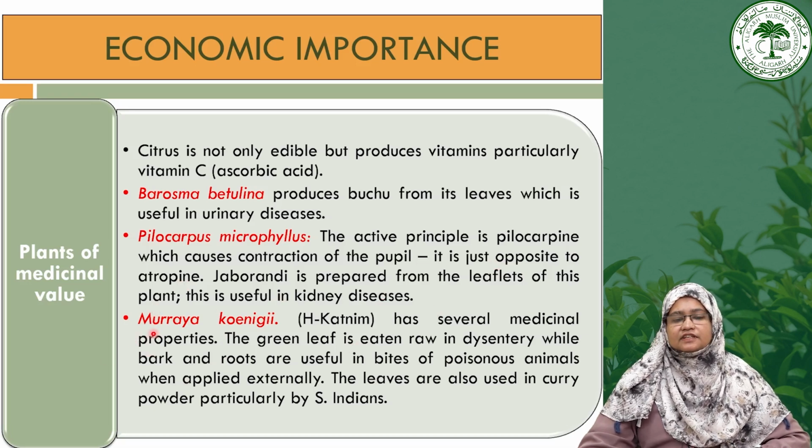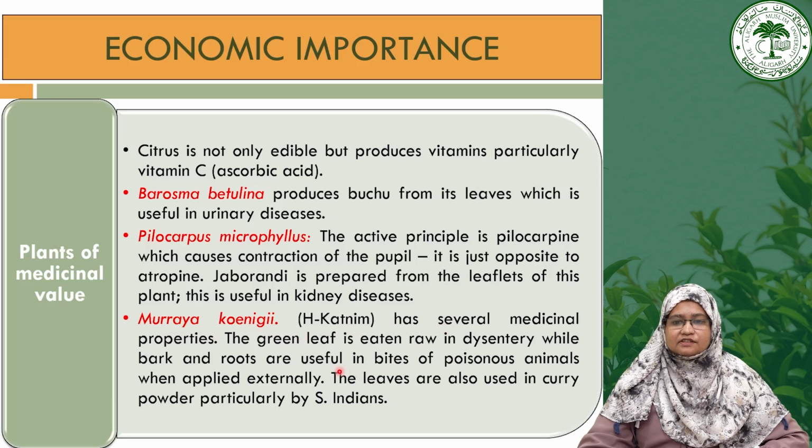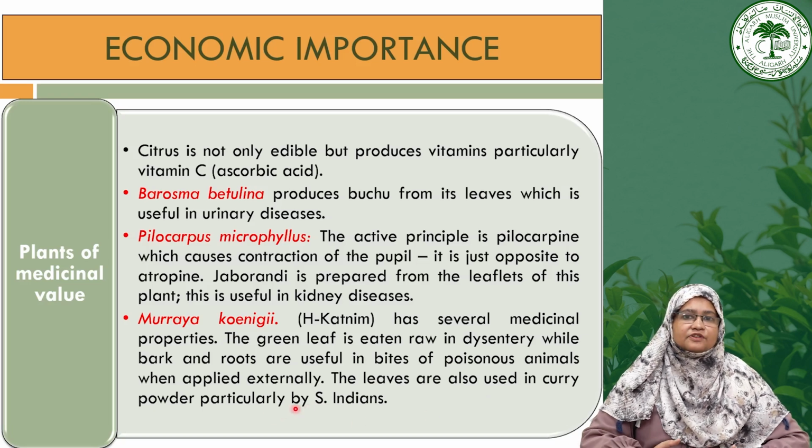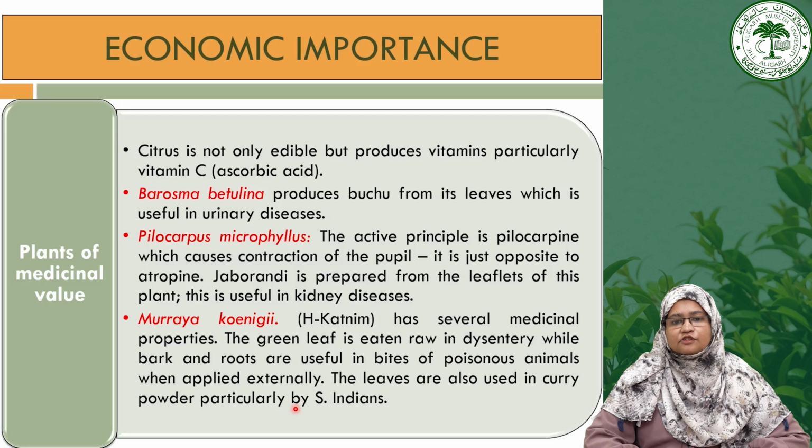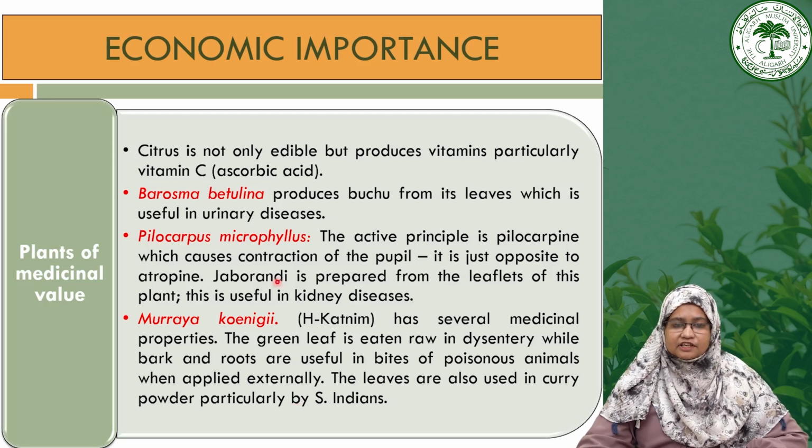And the next plant species that is quite common is Murraya koenigii. In Hindi it is commonly called kadi patta or curry leaves, which have several medicinal properties. Besides this, its bark and roots are useful in the bites of poisonous animals when applied externally. These leaves are also used as curry powder, particularly in South Indian cooking, and are now commonly used in all parts of India. So Murraya koenigii also has medicinal benefits.